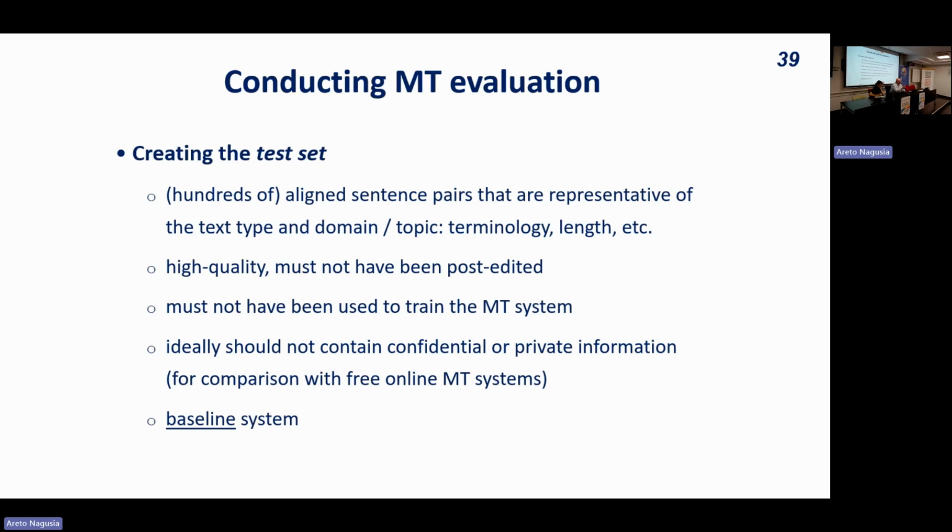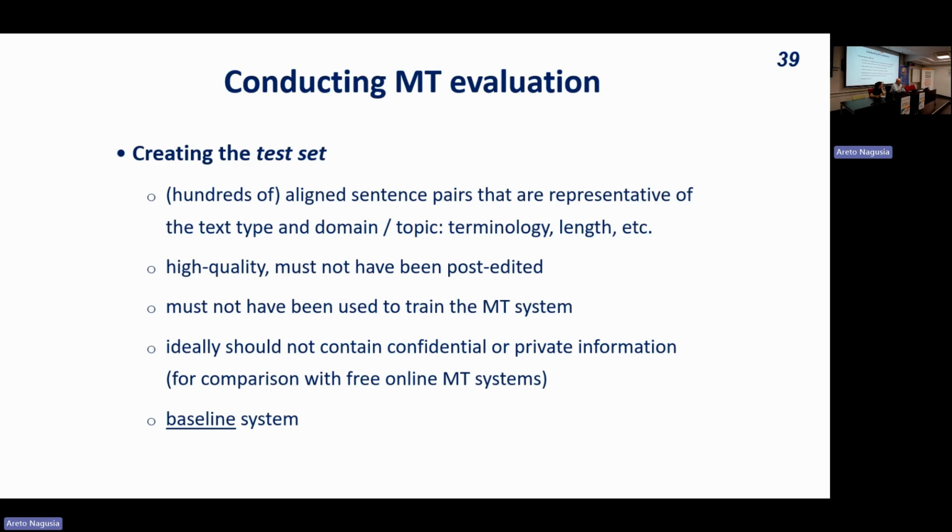The first thing you need to do, and again, here I'm going to be very practical, as I give you a checklist of how you can perform MT evaluation. So first of all, you need to create the test set. The test set is the sentences, the segments on which you want to try out your MT system. For the evaluation to have any meaning, you need at least a few hundreds of sentences. If you have tens of thousands or hundreds of thousands, so much the better.